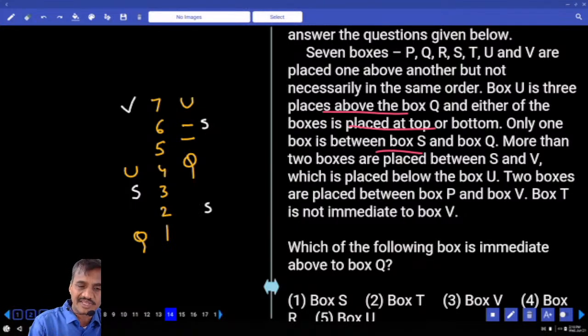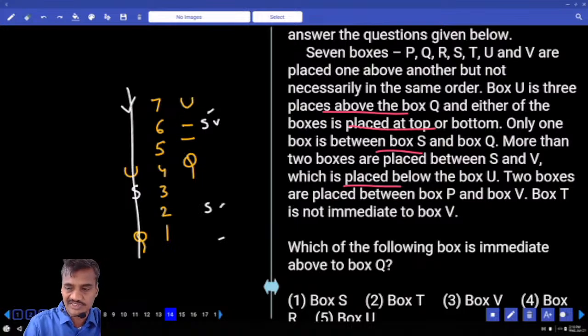And if you take S at this place, then more than 2 boxes, hence 1, 2, 3, V can be here, isn't it? Or if S is here, V can be here or V can be here. Now we have a number of possibilities. V is placed below U, this case is ruled out. Here in this one, V is above U.